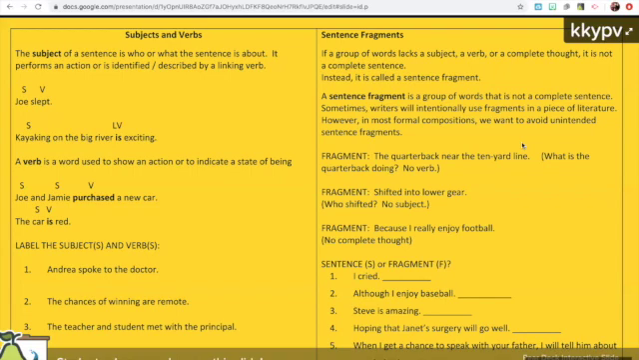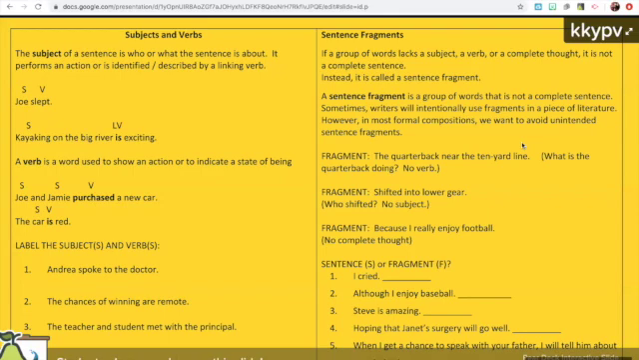Number 2, although I enjoy baseball, that's a fragment because we don't know. Although I enjoy baseball, I don't like to watch the game? I don't go to many games? What? We don't have a complete thought there. Okay, we have a subject, I. We have a verb, enjoy, but we don't have a complete thought, so it is a fragment.